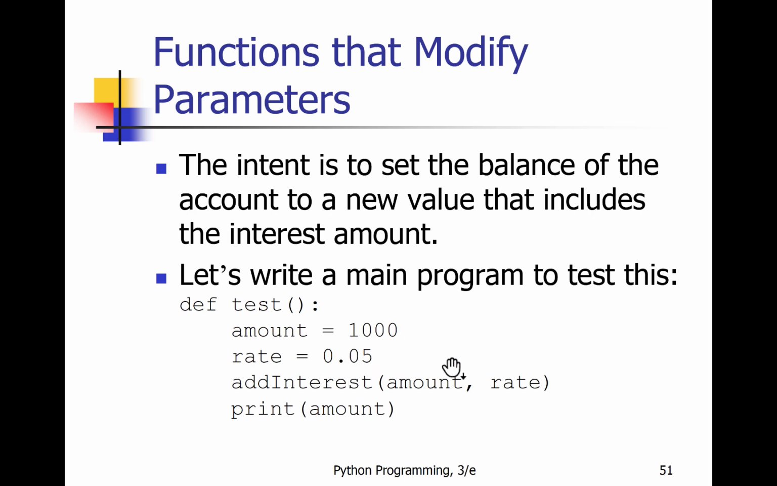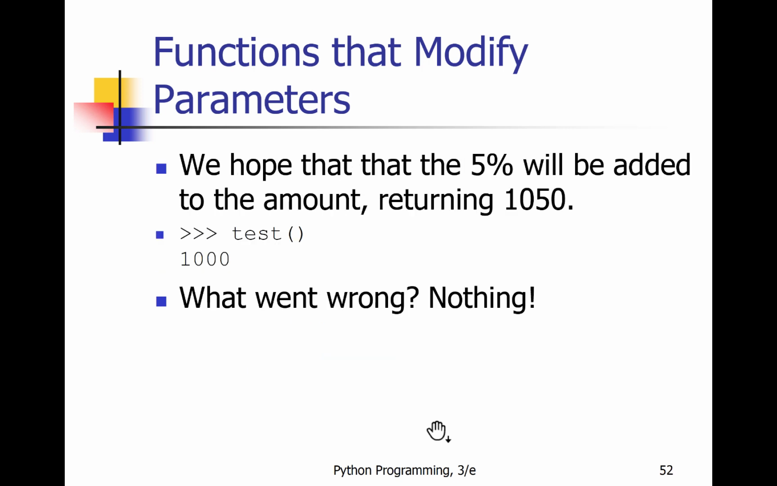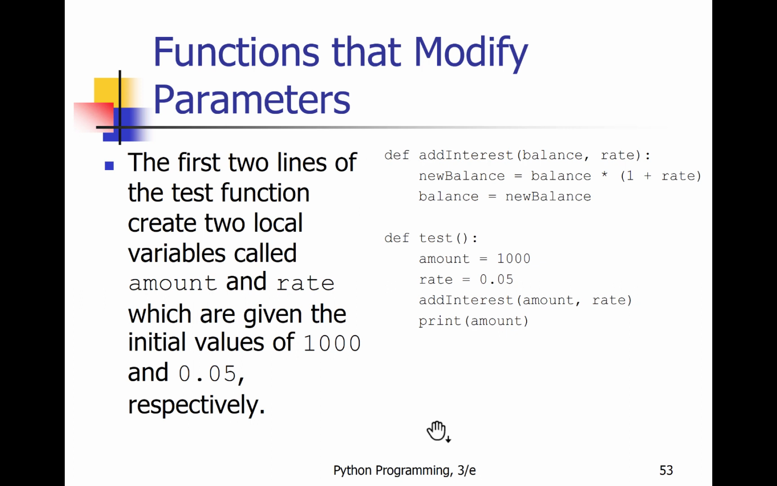So this won't work for ints, it won't work for floats, it won't work for strings. All three of them are immutable value objects. Kind of disappointing, but there are ways around it. The first two lines of the test function created two local variables called amount and rate, which are given the initial values 1,000 and 0.05 respectively. We saw that.